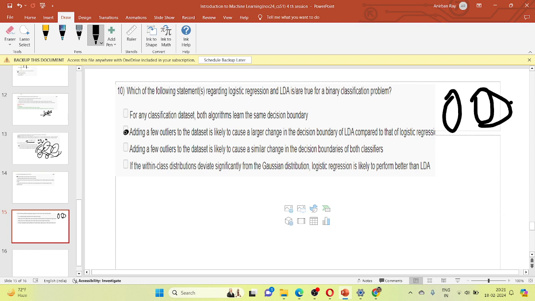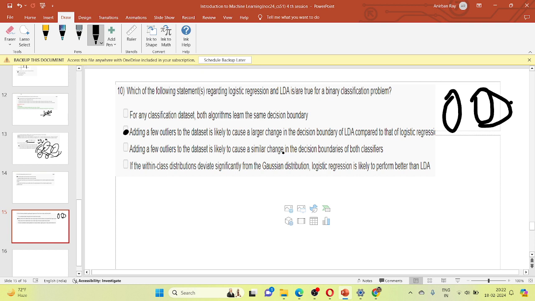This is one answer. Both algorithms learn the same decision boundary. That is not true, as they will both classify well if the dataset does not have outliers, but still the classification boundary may be different. Adding a few outliers to the dataset causing no change is wrong.